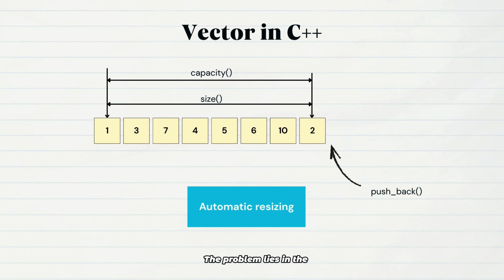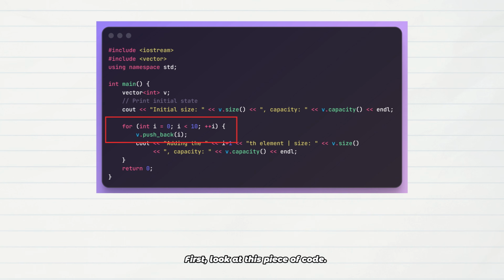The problem lies in the automatic resizing management policy. Many people only know that vector can grow automatically, but completely underestimate the cost of resizing and overlook the chain reactions it triggers. Next, let's break down the three most common pitfalls of vector one by one. First, look at this piece of code everyone has probably written. Very simple. Loop 10 times and push back elements into a vector. I'll put the code on screen.